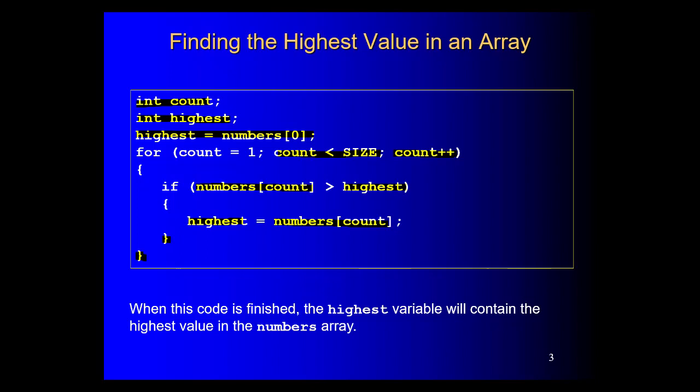and then check, is 4 less than size? If it is, then we're going to compare number sub 4 to highest. If number sub 4 is greater than highest, well, we replace highest with number sub 4. So when we fall out of this loop right here in our code, we will have in our variable highest the largest element in the numbers array.